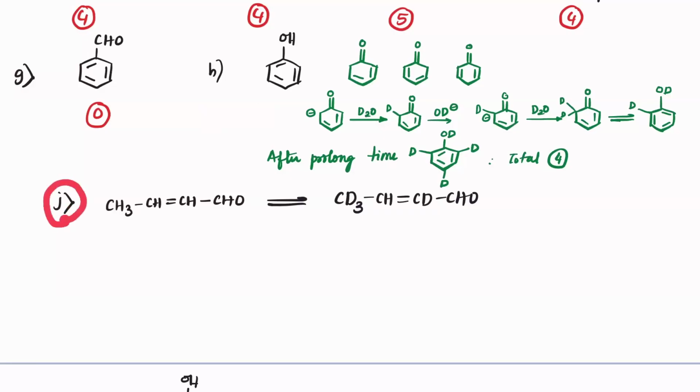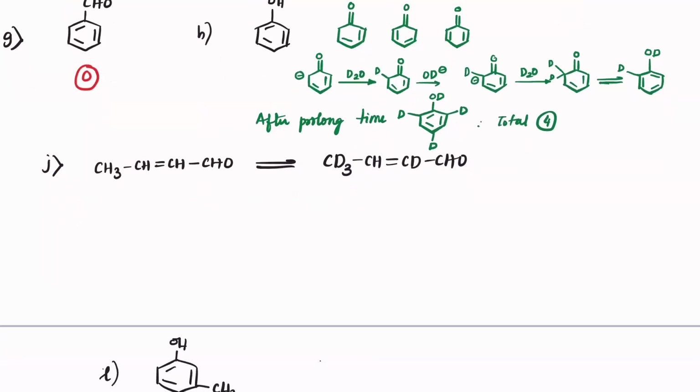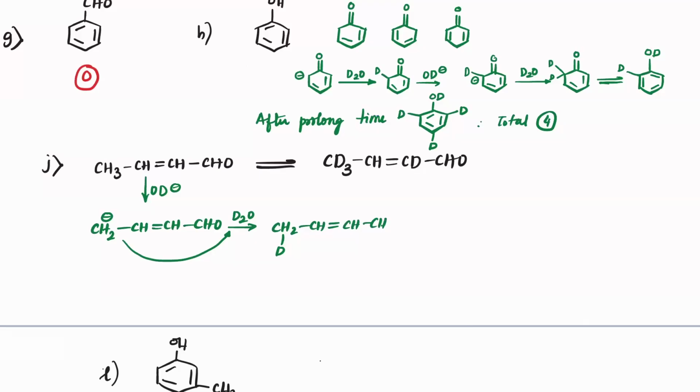See, J, I have written it already. So what does that mean here? Suppose if at all I react this with OD minus. So this OD minus will take H plus from here. So that makes it CH2 minus, then CH, double bond CH and CHO. Okay. And then it will take D plus, and you'll get CH2D, CH, double bond, CH, and CHO.